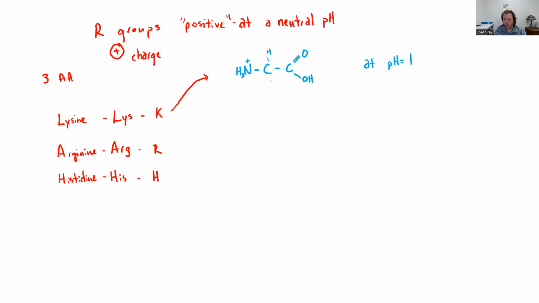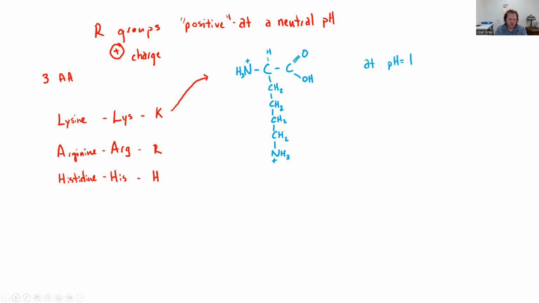Okay, now my R group for lysine is somewhat simple. It consists of CH2, CH2, CH2, CH2, and then I've got NH3 positive. Okay, now this is my amino acid, lysine, at a pH of 1.